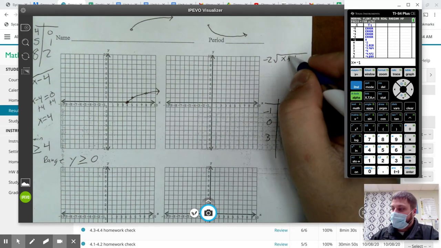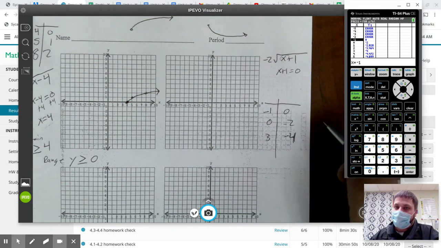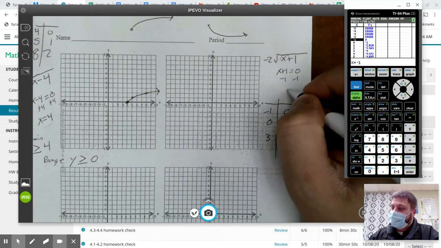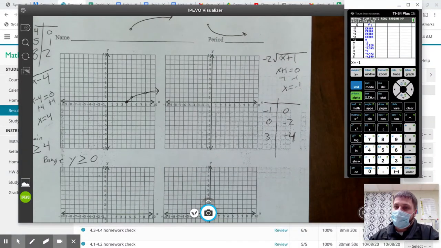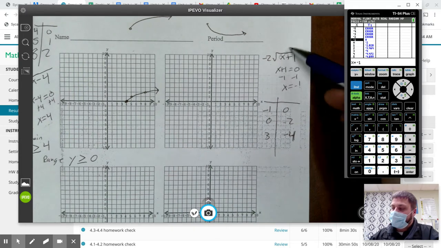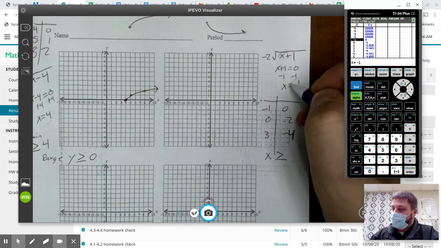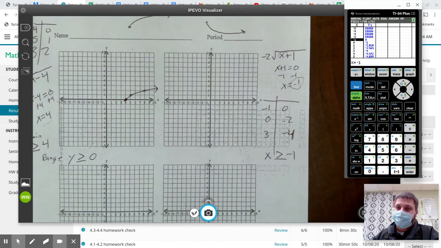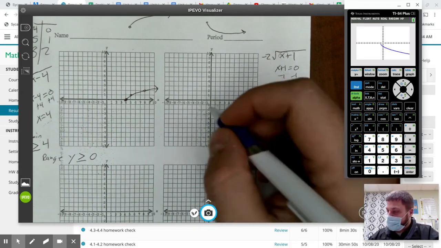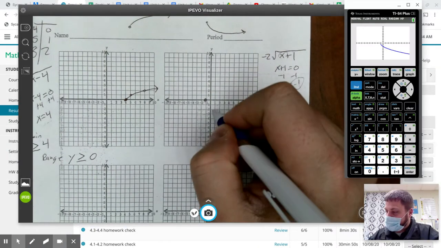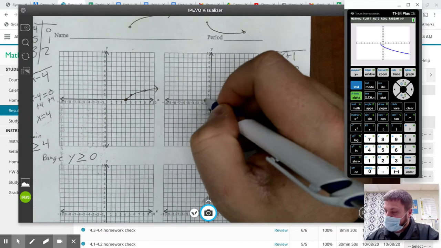But I can always set what's underneath the radical, the x plus 1, equal to 0, because I know that's the lowest number that's allowed under a radical. When I subtract the 1, I can see that x equals negative 1 is going to be the lowest value. And since we're only allowed to have positive values under that radical, my domain will always be that x is greater than or equal to that number that I found, negative 1. I will put these points on my graph, negative 1, 0, 0, negative 2, and 3, negative 4, and draw that general shape.